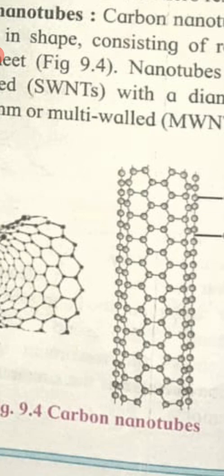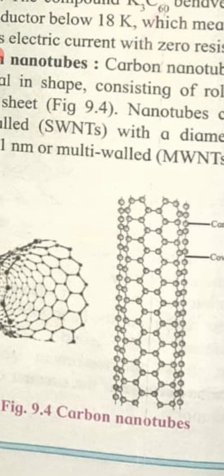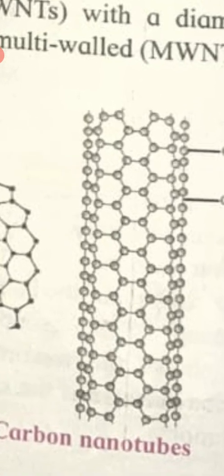Carbon nanotubes are cylindrical in shape, consisting of rolled up graphite sheets. This is a rolled up graphite sheet. These sheets contain hexagonal rings. Okay. So carbon nanotubes are cylindrical in shape consisting of rolled up graphite sheets.